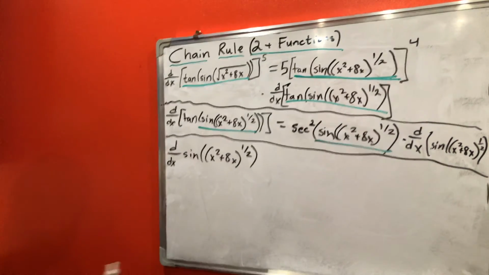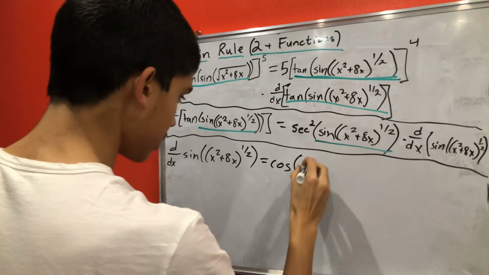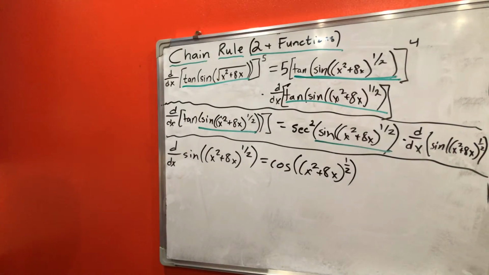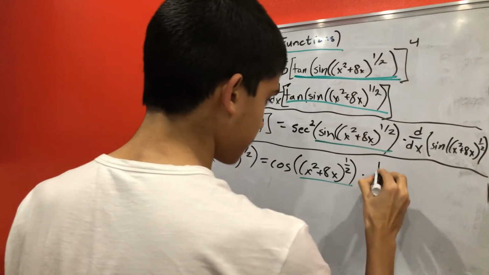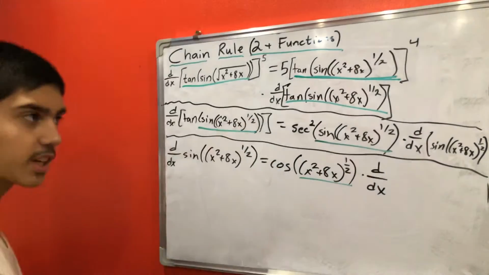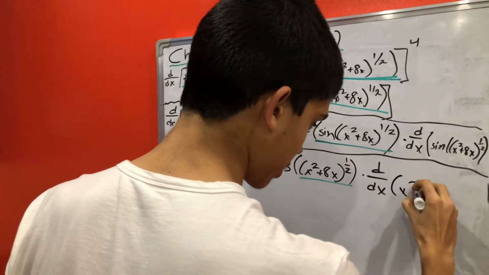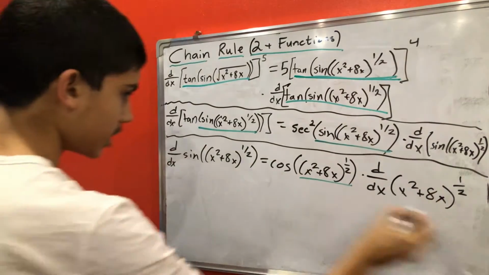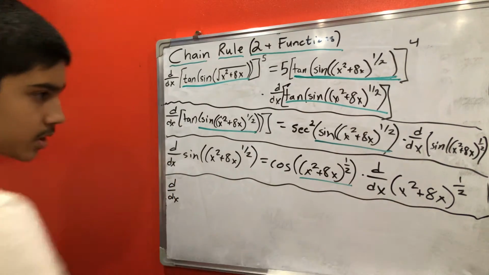So remember, what's the derivative of sine? It's cosine. And then we keep the inside the same. So we get x squared plus 8x raised to the 1/2 power. And then we look at our inside function and write the derivative of it. We're applying the chain rule again and again. So let's plug in this guy: x squared plus 8x raised to the 1/2 power, squiggly line, derivative of this.